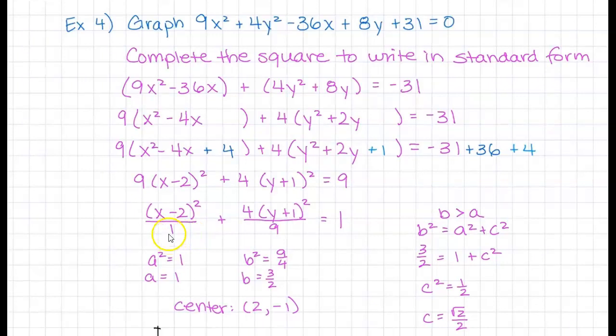And then I have my a squared and my b squared. Remember, over here I have to take the reciprocal. Then I have my a and b. And now I can clearly see that b is bigger than a, so I use this form of the formula, and I can find that c is √2/2. You can also see my center is at 2, -1. So now I have all the pieces I need to graph this parabola, or this ellipse.